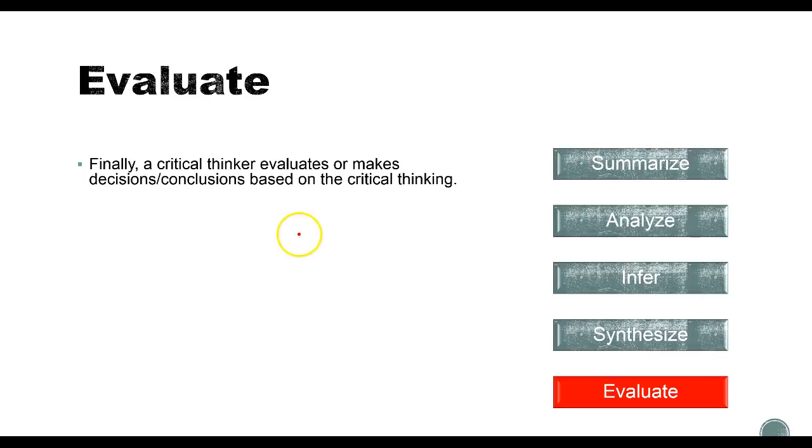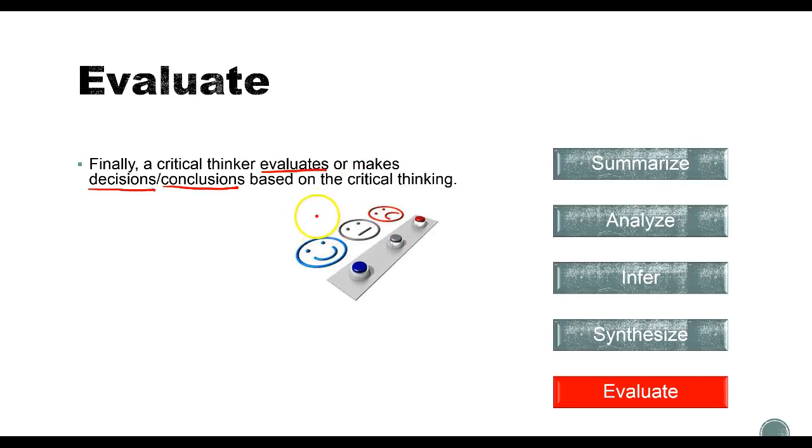After synthesizing, the final step of thinking critically is evaluating. So the whole point of thinking critically about something is to either make some kind of a decision or come to some kind of a conclusion. And that's what you do in the evaluation step, is you make some kind of a conclusion. Yes, this thing is good, it's working well. No, this thing is not good, it's not working well. There are some things we need to fix. Some things work well, other things don't work that well.